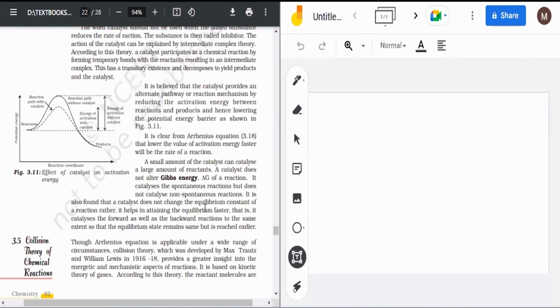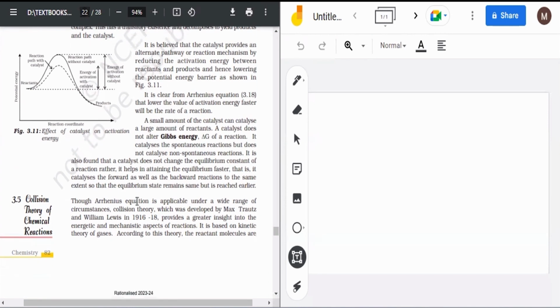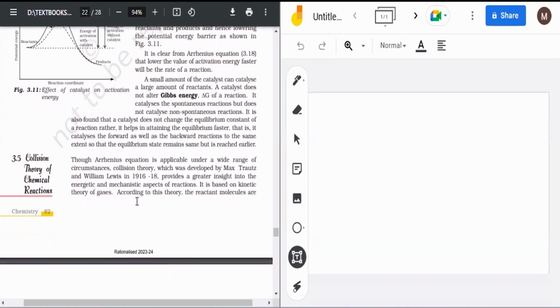It catalyzes the forward as well as the backward reaction in the same way. So the equilibrium constant is not affected. It just helps in reaching the equilibrium faster. So this is the effect of a catalyst on activation energy. Remember this thing. This is very important.